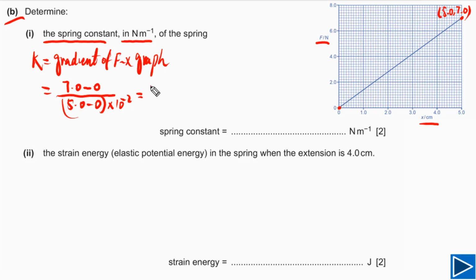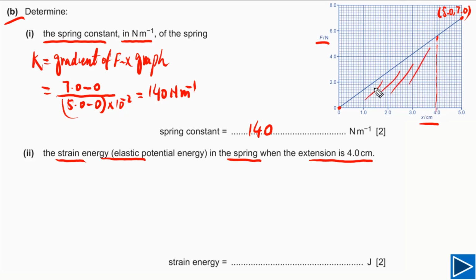If we solve this, our final answer will be 140 newtons per meter. So this is our final answer. Let's move on to the second part. The second part is asking us to calculate the strain energy in the spring when the extension is 4 centimeters.